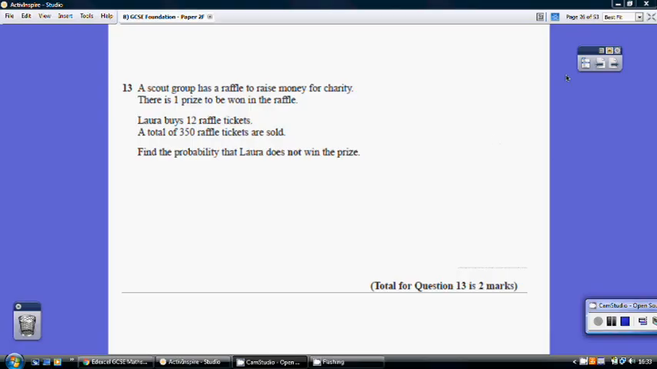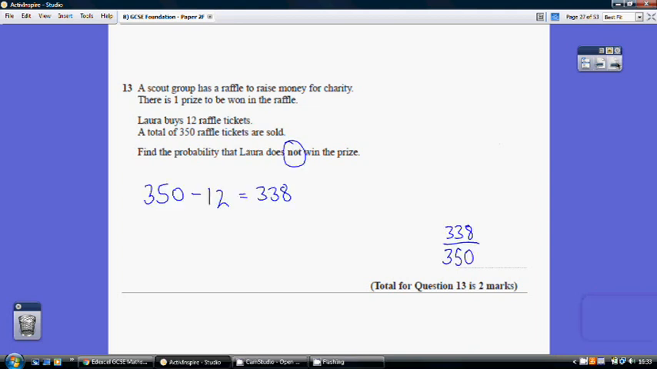Question 13. So we're going to find the probability that Laura does not win the prize. Now she's bought 12 raffle tickets. There are 350 in total. So how many does Laura not have? Well, that's 350 take away 12, which is 338. So the chances of her not winning are 338 out of the 350.